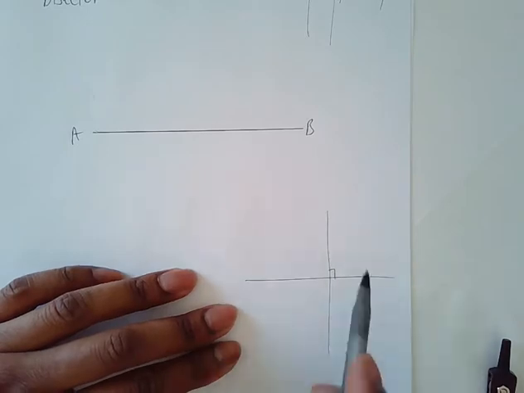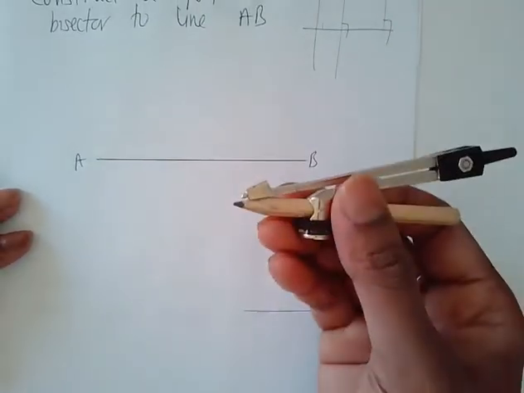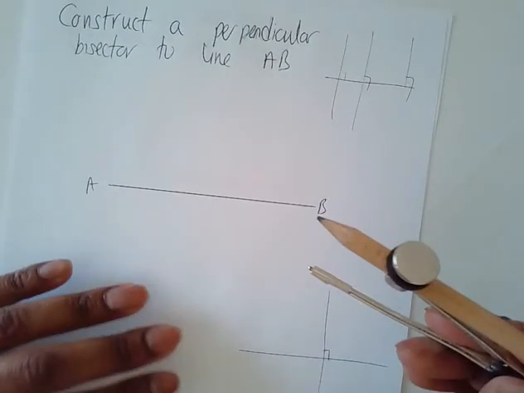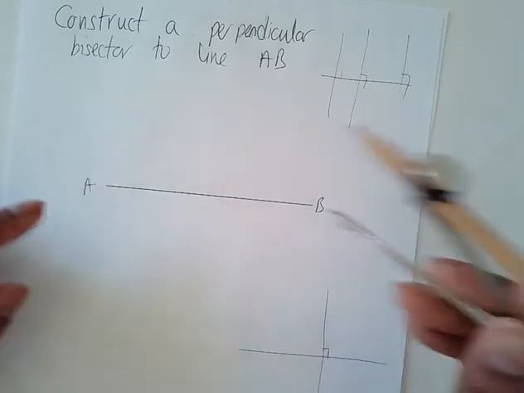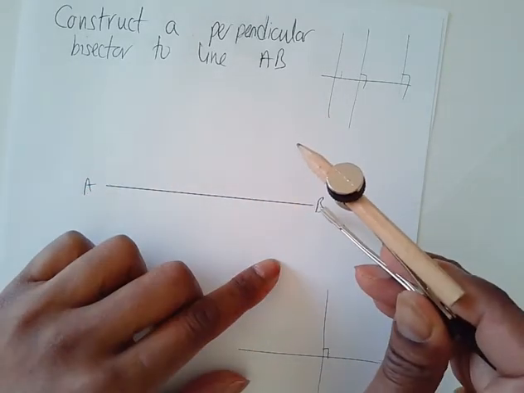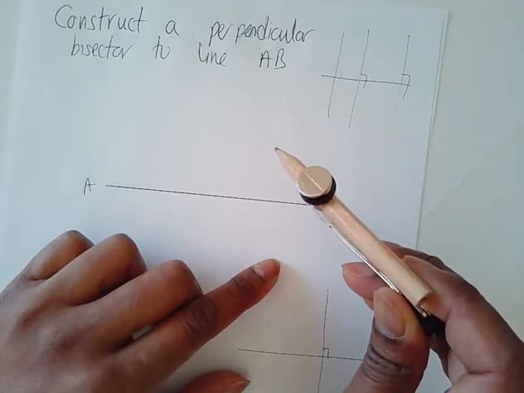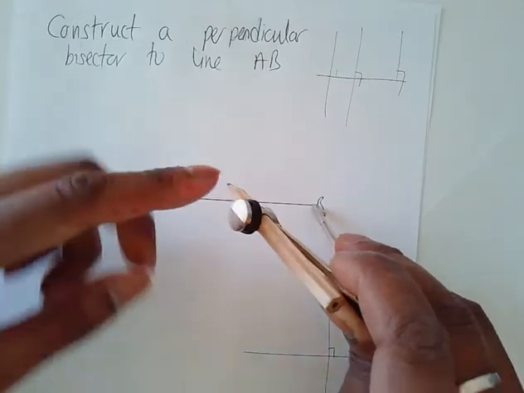But this is not good enough. Just by drawing is not good enough. I'll need to construct. Involves compass. Step one is to put the needle on one end, any one end of this line over here. So put the needle not on the letter B, but on the very end of the line. You need to make sure it's more than halfway. The pencil is more than halfway.